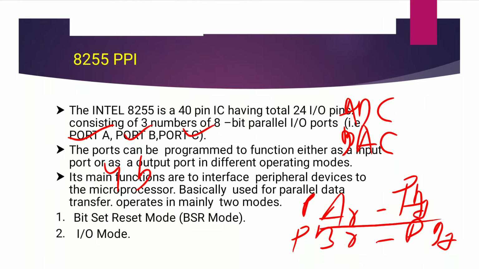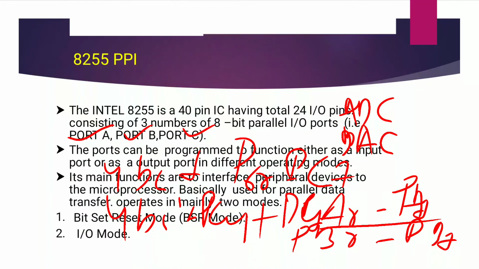4-bit lower is PC0 to PC3, that is the lower part, and 4-bit upper is PC4 to PC7. This is port A, port B and port C of the 8255 PPI. It has a 40-pin IC package. It operates on a single plus 5 volt DC supply.